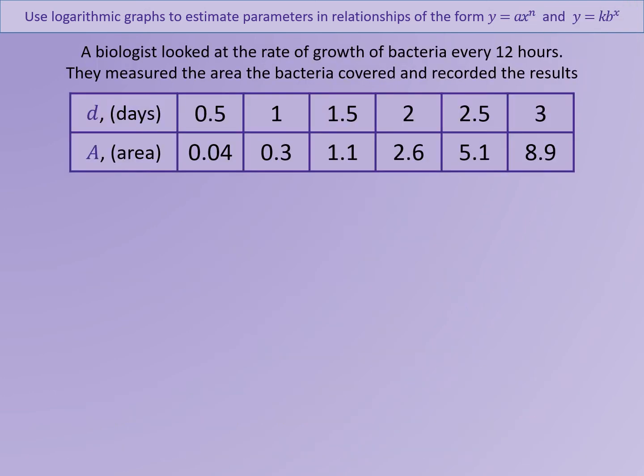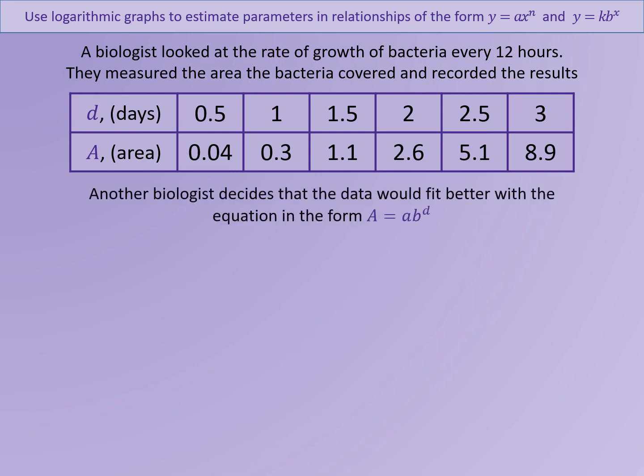So let's go back to the original data that we had at the start of the presentation, and let's presume that the biologist thinks that an exponential equation would be a better representation of the data that we've got. So the equation would be of this form, where capital A represents the y variable and small d represents the x variable, and what we're trying to do is find the constants of A and B.